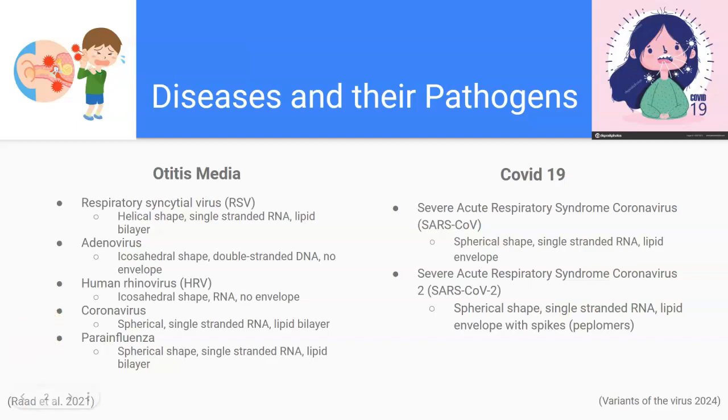Severe acute respiratory syndrome coronavirus is a spherical shape, has a single-stranded RNA, and a lipid envelope. Severe acute respiratory syndrome coronavirus 2 also is a spherical shape, has a single-stranded RNA, and a lipid envelope with spikes, also called peplomers.